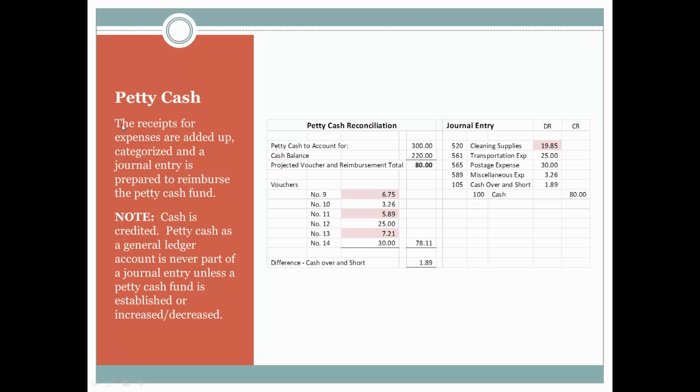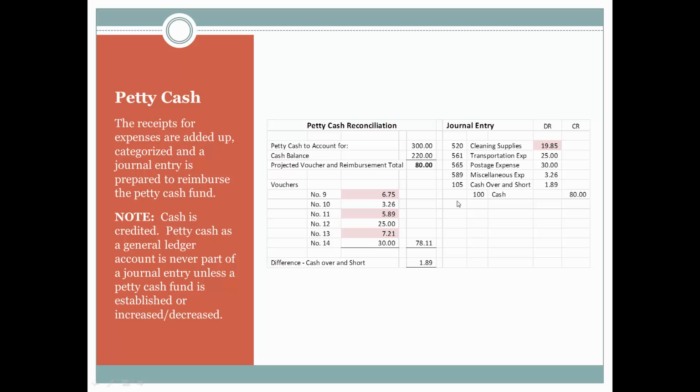Now let's look at the journal entry. Petty cash: the receipts for expenses are added up and categorized, and a journal entry is prepared to reimburse the petty cash fund. So we saw here the projected voucher, and then we looked at all of the vouchers. I've highlighted these in pink because they're going to be categorized all together as cleaning supplies. So you don't want to write out a journal entry where you're just doing each one of these individually. A lot of times they're added up and categorized. So you're going to be debiting cleaning supplies expense for $19.85.